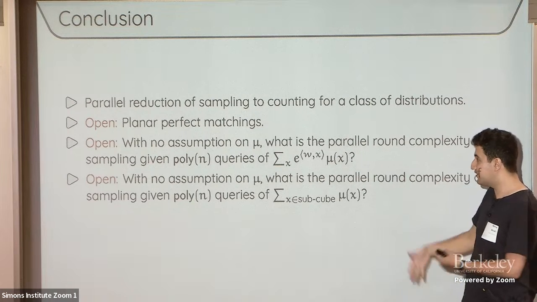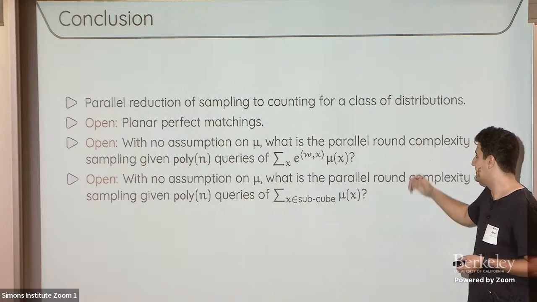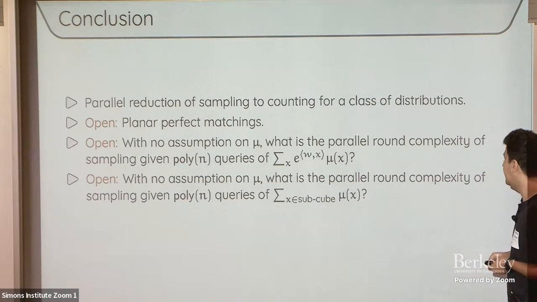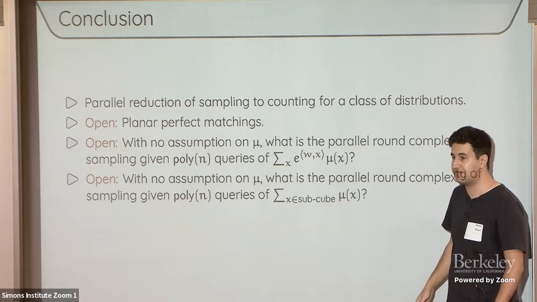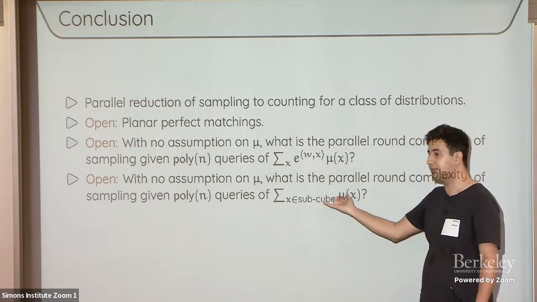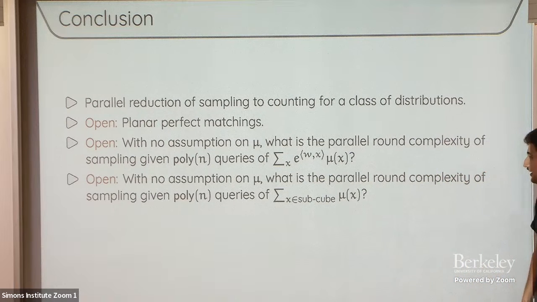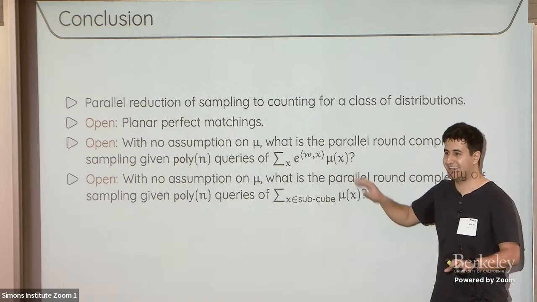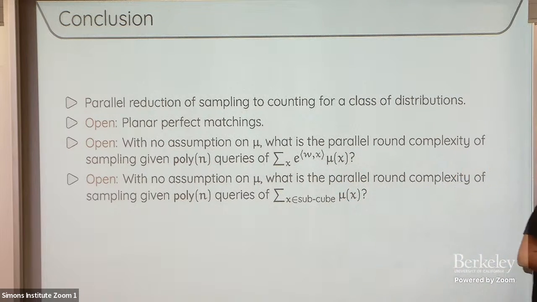So I used some assumptions on the distribution, like spectral independence or semi-log concavity and so on. But what is the complexity for arbitrary distributions of sampling given oracle access to the Laplace transform or oracle access to the subcube counting thing? If you're interested, I can even give you candidate algorithms that I think should work in parallel here, but we're just not able to analyze.